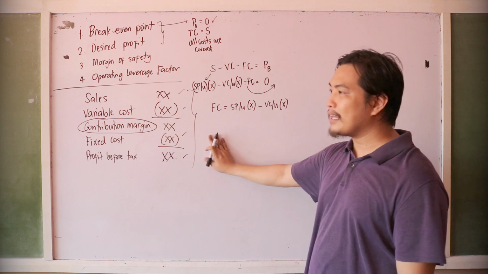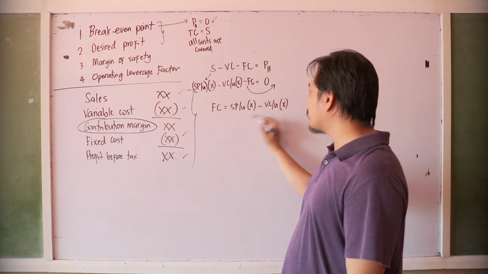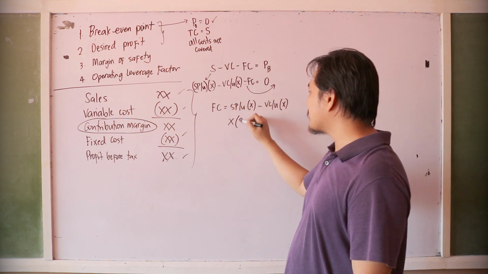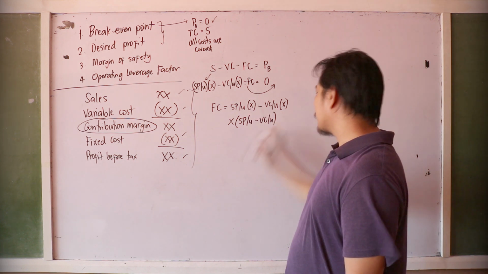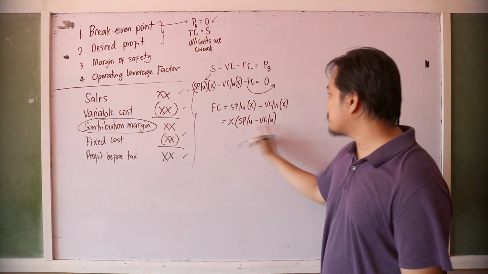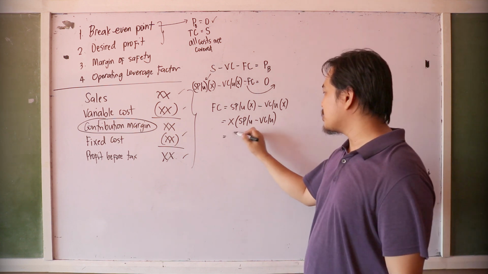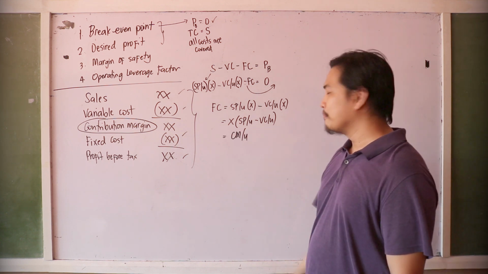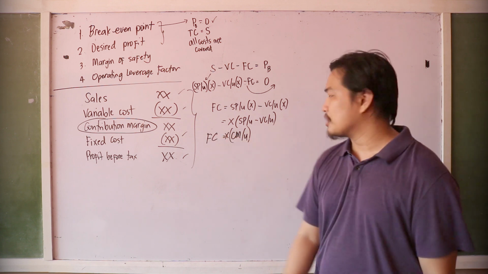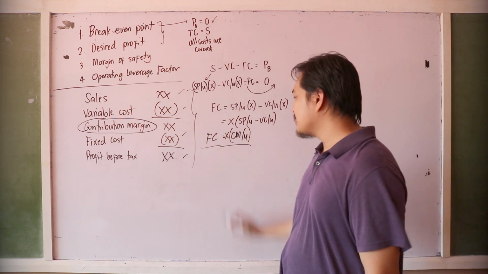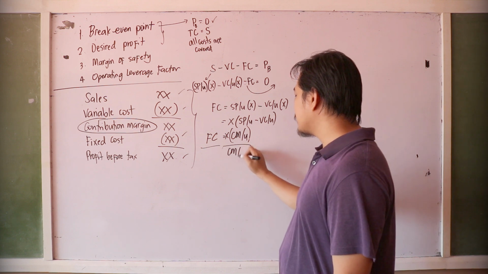Or, sige, mathematically, ilabas na lang natin, i-factor out na lang natin yung number of units. Lalabas yung selling price per unit minus variable cost per unit. And we know na ang selling price per unit minus variable cost per unit is your contribution margin per unit times yung number of units is equal to your fixed cost. Divide natin both sides by contribution margin per unit.